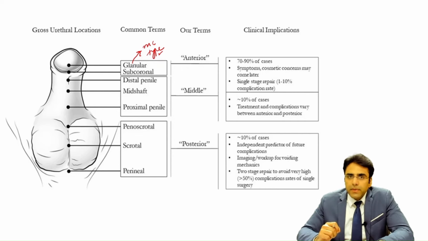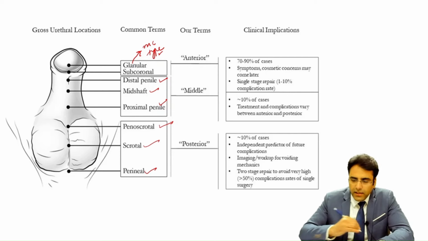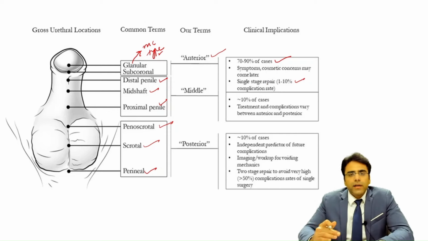Then we have middle hypospadias, which involves distal penile, midshaft, and proximal penile. Then we have posterior hypospadias, which involves penoscrotal, scrotal, and perineal. Clear? The most common type, as I told you, is anterior, and among it is glanular. It is present in 70 to 90% of the cases. Symptoms: cosmetic concerns may come later. It is a single stage repair, and the complication rate is very low, 1 to 10%.